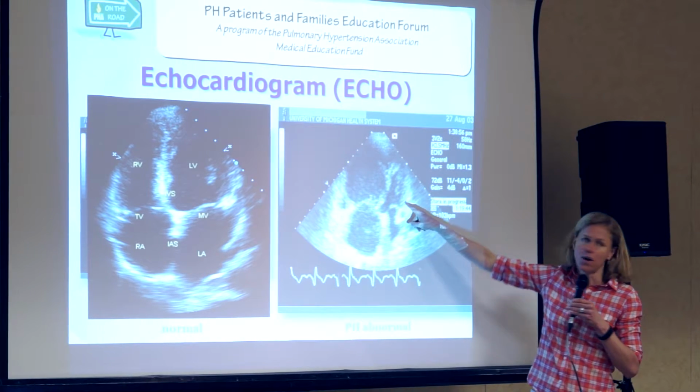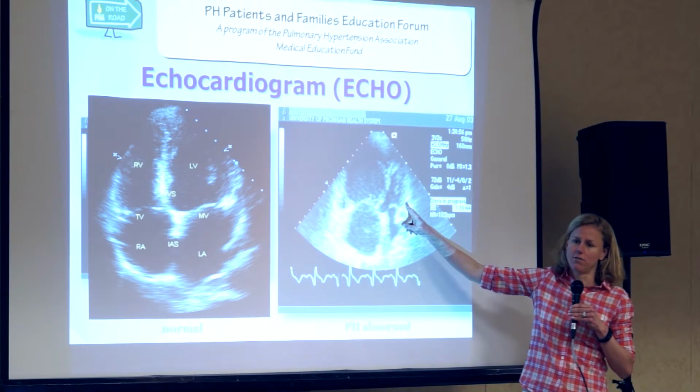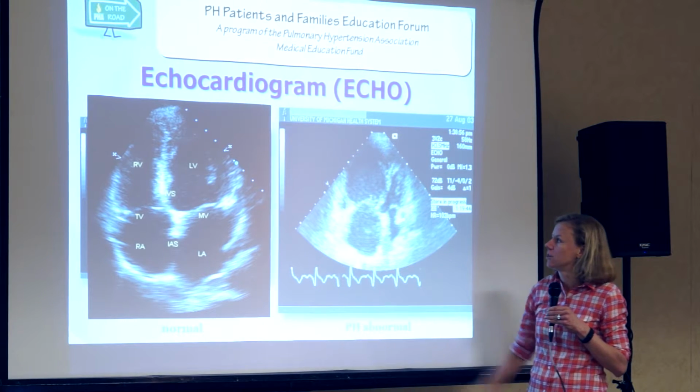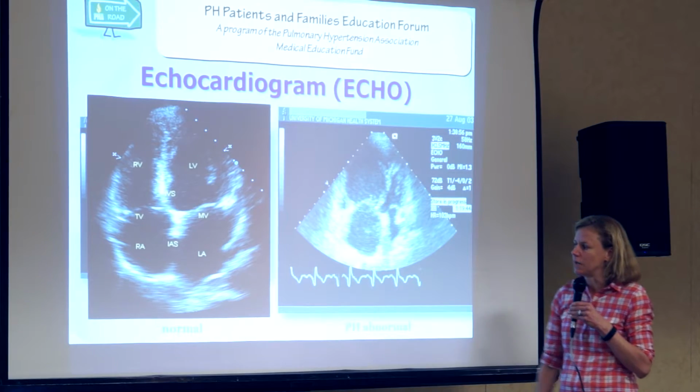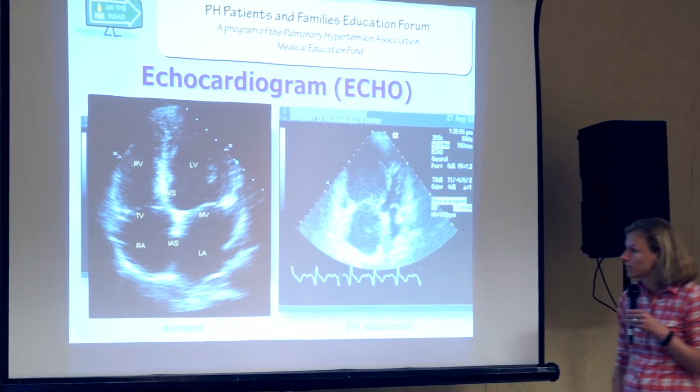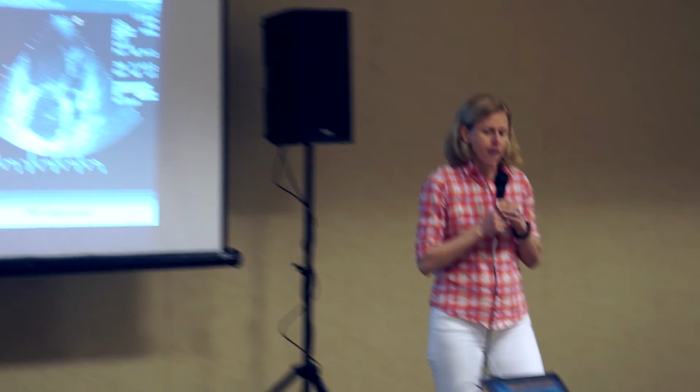And the left side of the heart, in fact, is squished because the right side of the heart is so big. So this is the left side of the heart that's tiny and hard to find, whereas the left side of the heart over there is pretty easy. So that's what we're looking for in an echocardiogram, and that shows that pulmonary hypertension is present and the right side of the heart's under stress.